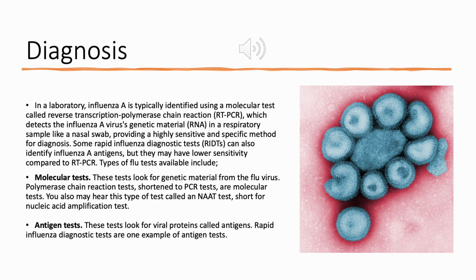Types of flu tests available include molecular tests. These tests look for genetic material from the flu virus. Polymerase chain reaction tests, shortened to PCR tests, are molecular tests. You also may hear this type of test called a NAAT test, short for nucleic acid amplification test. Another type of test is the antigen test. These tests look for viral proteins called antigens. Rapid influenza diagnostic tests are one example of an antigen test.